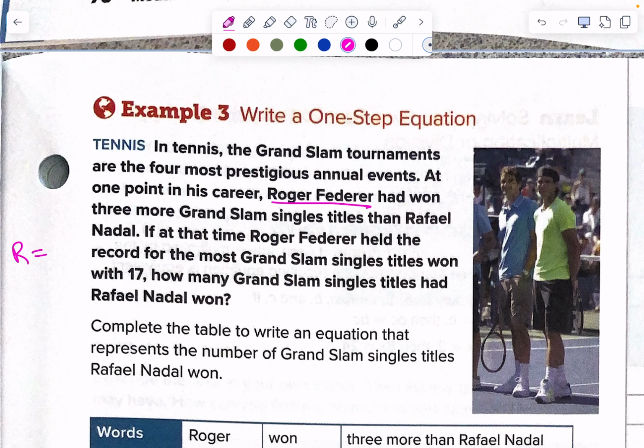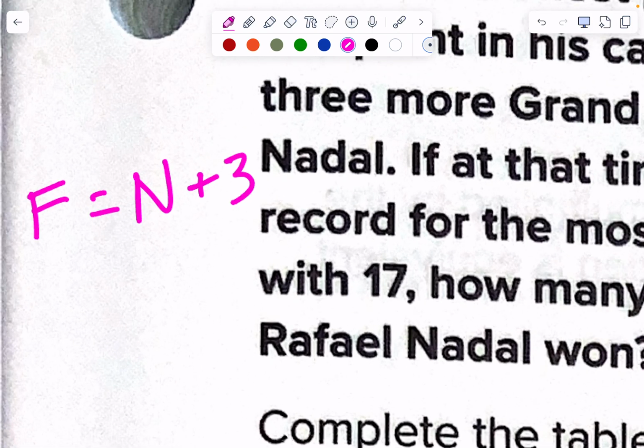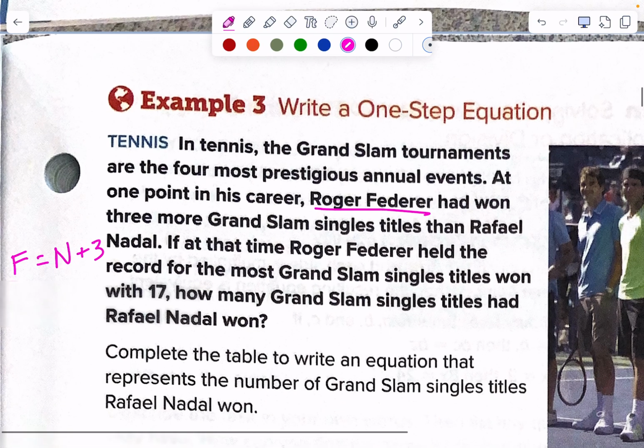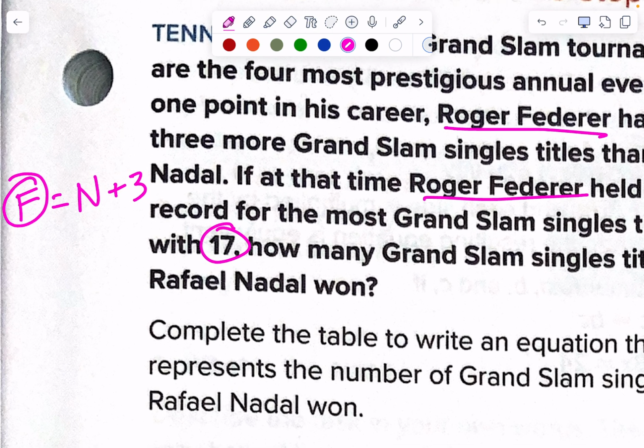So I'll call them F, Federer, and N, Nadal. I have to take Nadal's score plus 3 to get what Federer's was, right? Because that would make this more, okay? Let's see, and then they're giving me a number. If at that time Roger Federer held a record, and he had 17, how many did Nadal have?